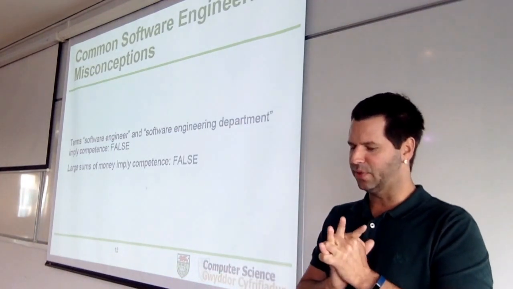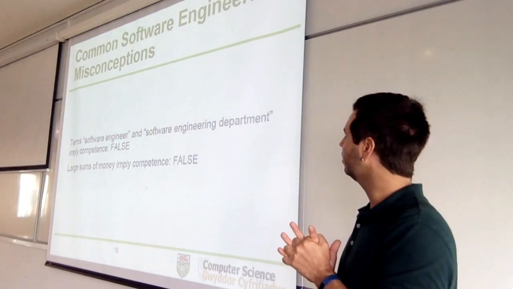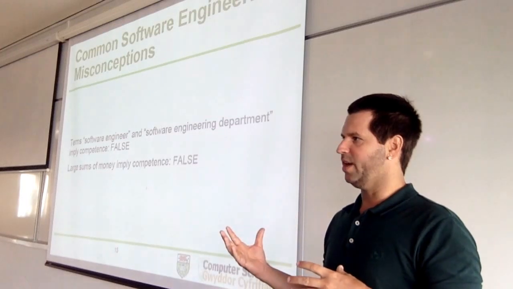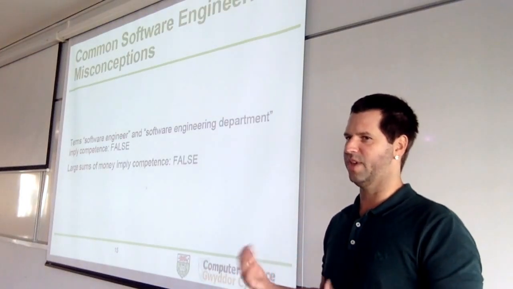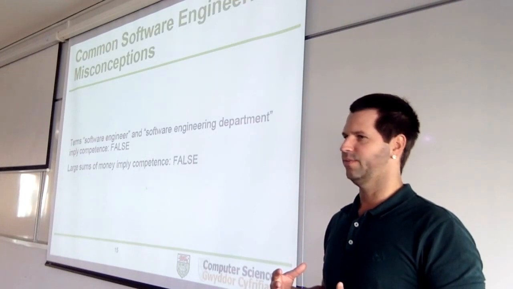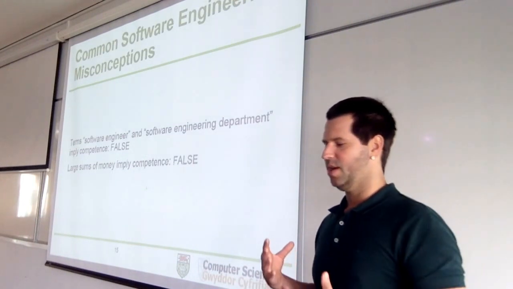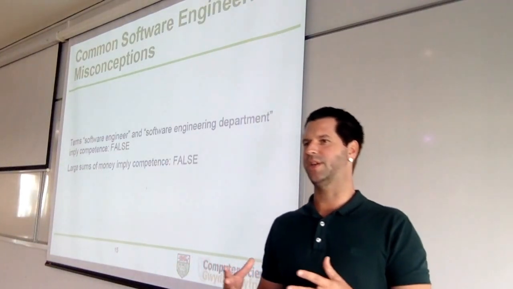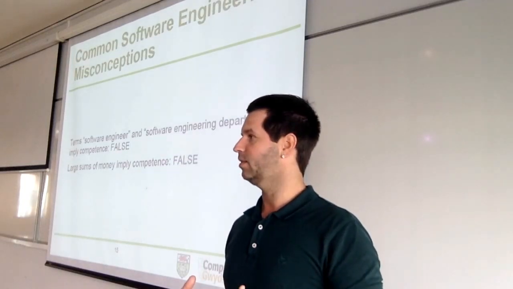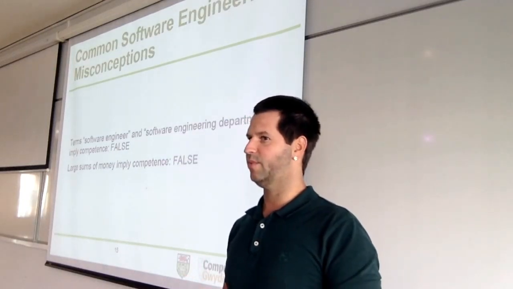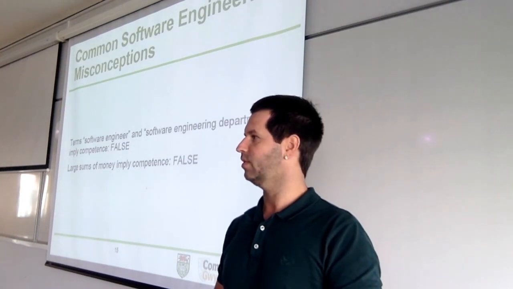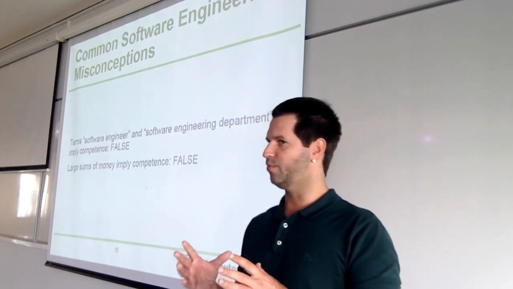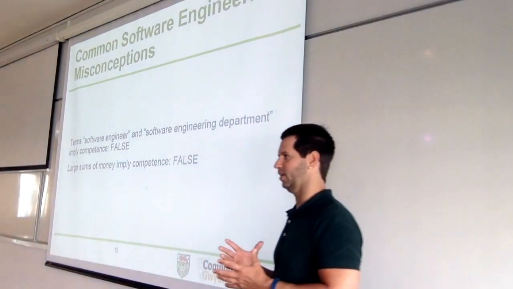Large sums of money imply competence. This is a common misconception. Some people think, oh, they are millionaires or billionaires, therefore they must know what they're doing. That's not true, actually. It's easy to find examples of people with large sums of money failing at software. Does anybody know of an example already? There are some famous ones. Has anybody heard of any large, rich software projects that had lots of money and failed?